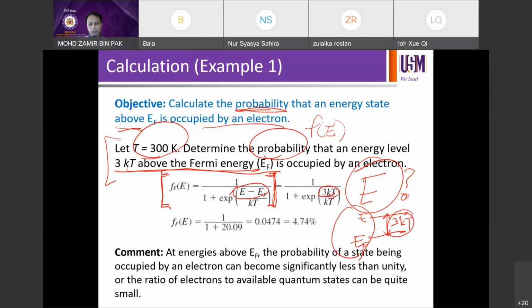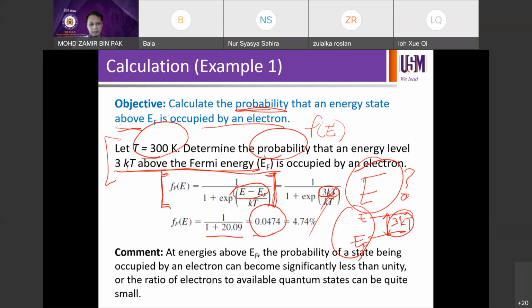If you don't draw or sketch this, probably some may get confused. If you sketch, then you can see, okay, it's very clear. E minus EF is 3 kT. And then you just replace E minus EF with 3 kT, and you just cancel out kT. So 1 plus exponential of 3, and then 1 plus 20.09. Then you're going to get 0.0474.